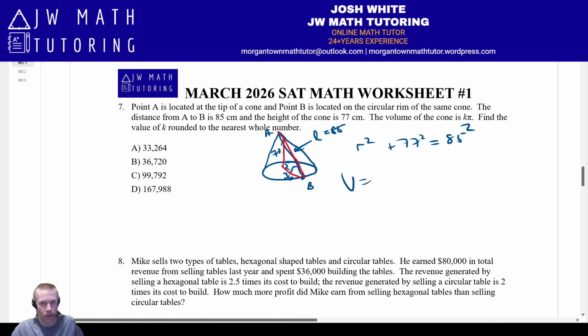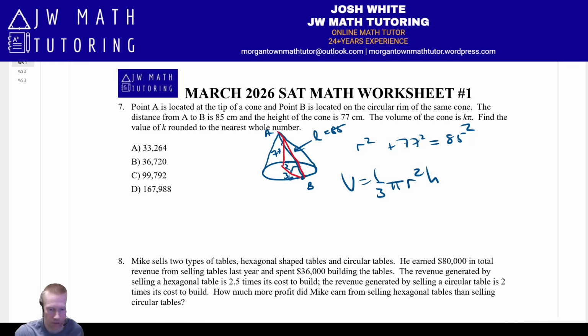and then we need to plug that and the height into the volume formula for a cone. Volume for a cone is 1/3 pi r squared h. If you don't have that memorized, it is on the reference sheet, but it's still something good to have memorized. So we're going to do 1/3. Now the pi actually doesn't matter because the k here that they want is the coefficient of the pi, or the number multiplied by pi.